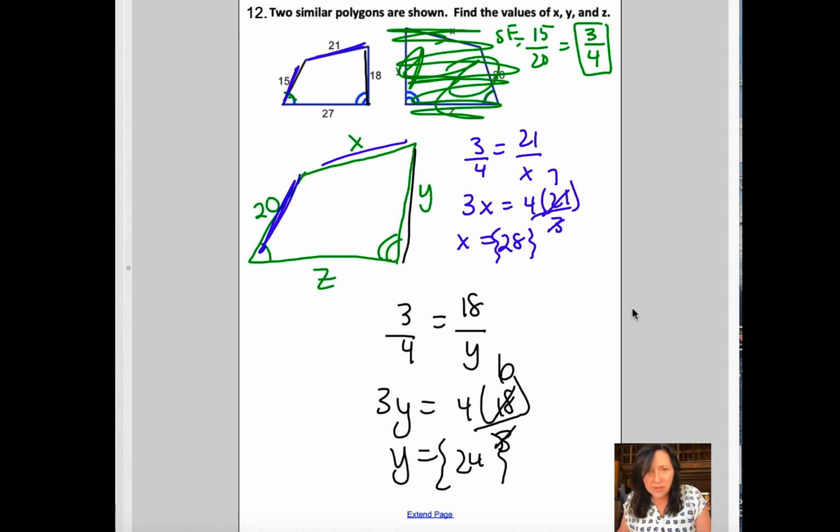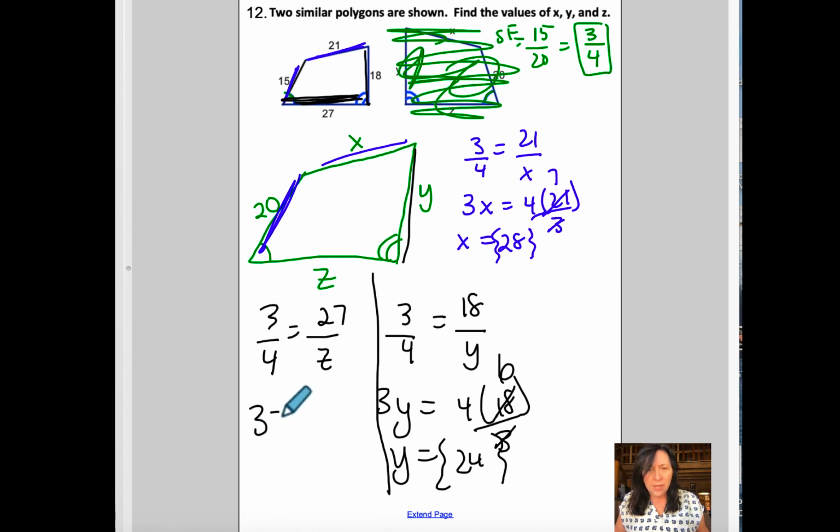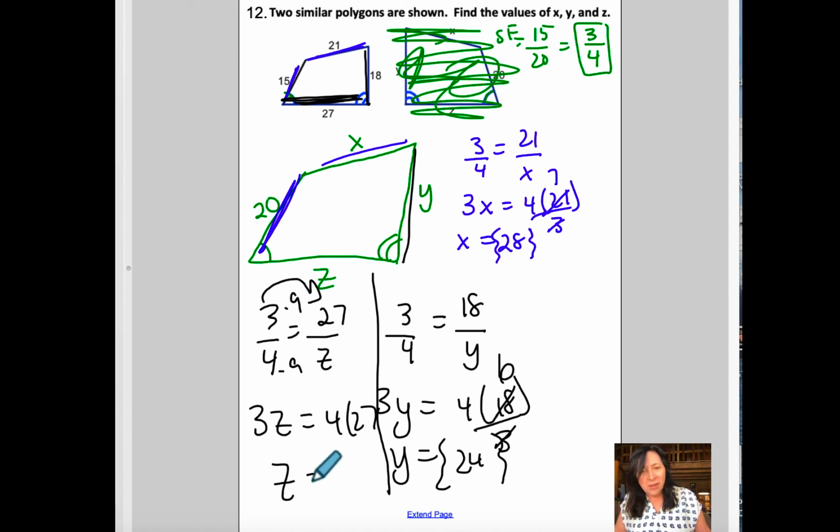Oh, am I missing z? I am. So again, 3 is to 4 as 27 is to z. I'm going to cross multiply. I get 3z equal to 4 times 27. And again, 3 times what is 27? 3 times 9. So that means 4 times 9 is z. So z must be 36, right? Different ways you can do that for sure.